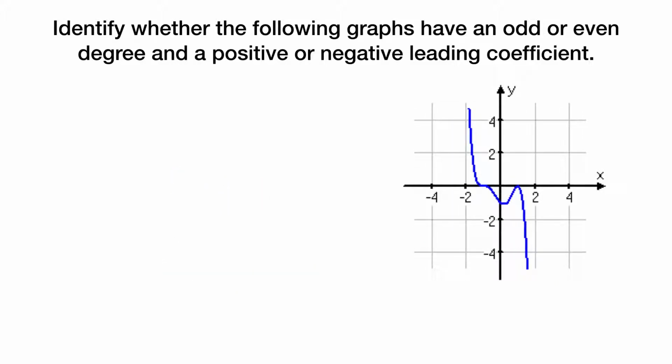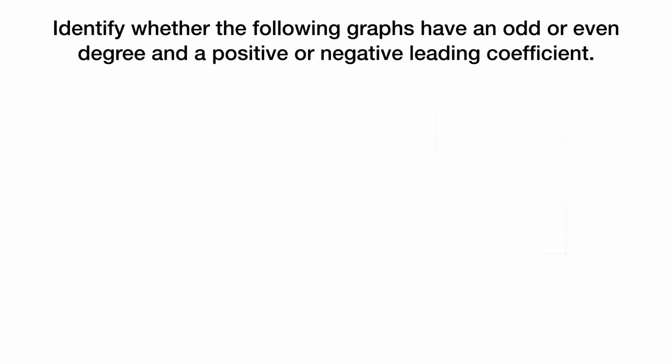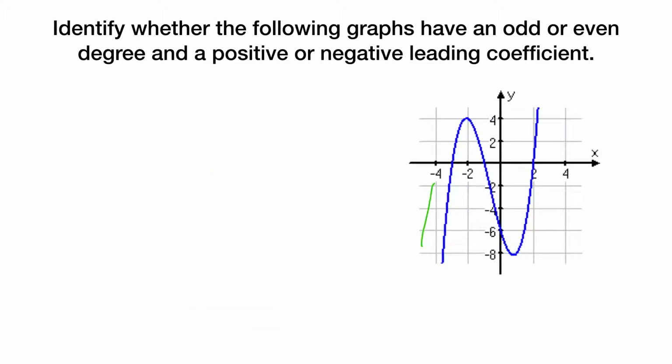Let's look at the next one. Notice that they are going opposite directions on this line. One is going up, one is going down. That means odd. Now, since on the right side it's going down, that means negative. Finally, this one, different directions again, down and then up. But since on the right side it's up, that is odd, and that is positive.